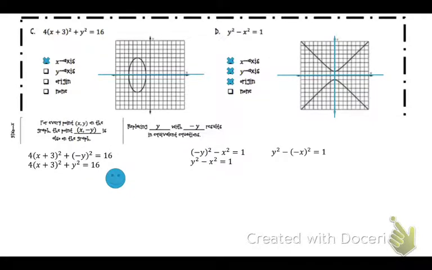Now let's check the y-axis. So I have to replace my x's with negative x. So I have y squared minus negative x squared equals 1. Negative x squared is x squared, so that's y squared minus x squared equals 1.